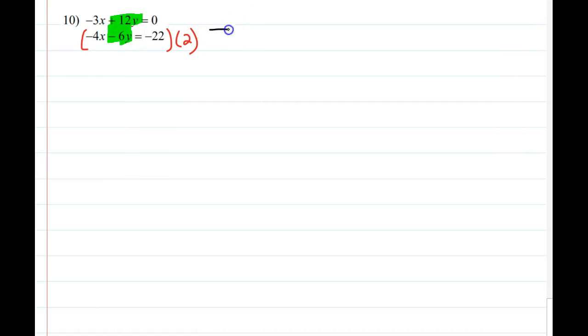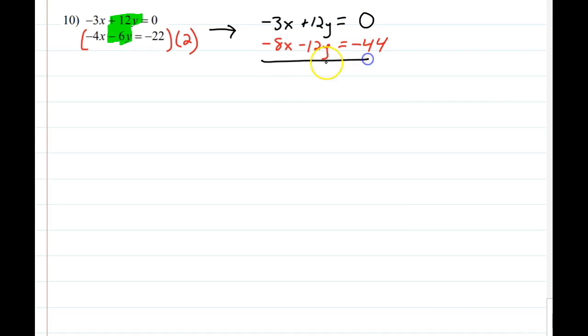So the top equation, I don't have to do anything to. So I'm just going to rewrite it. Negative 3x plus 12y equals 0. The bottom gets multiplied by 2, so I get negative 8x minus 12y equals negative 44. So now I can add these together and get negative 11x equals negative 44. Divide both sides by negative 11. And so x equals positive 4.